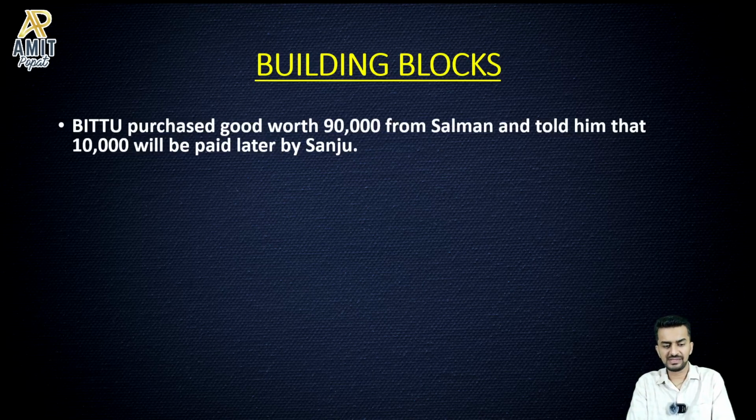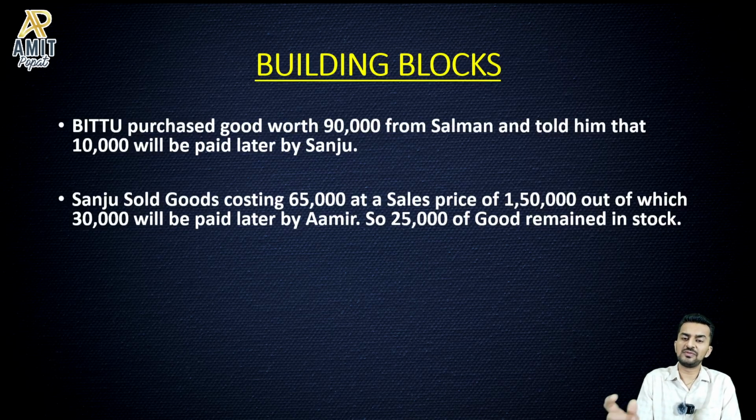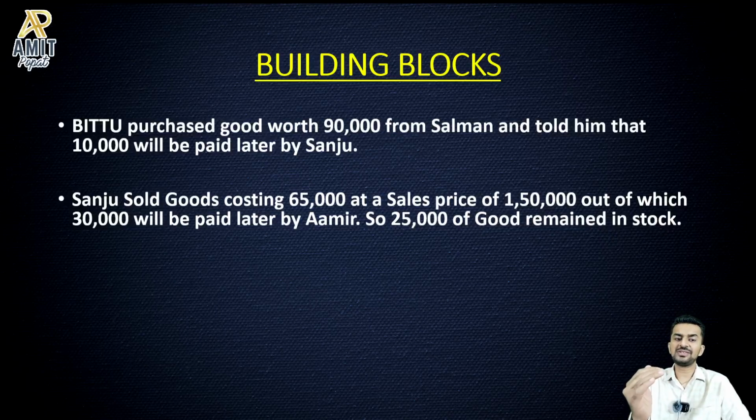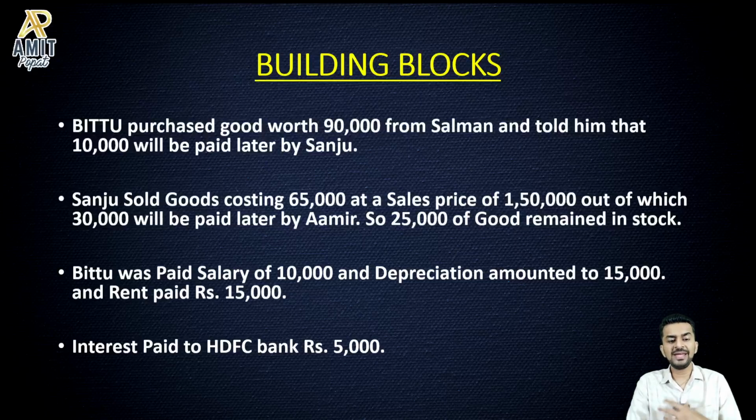Okay. Then goods worth 90,000 came to the shop, but 65,000 worth of goods were sold at a sale price of 1,50,000. So total sales amounted to 1,50,000, out of which 30,000 will be paid later by Aamir. So that 30,000 out of 150 we call debtors, and 65,000 of goods remained in closing stock. Bittu was paid a salary of 10,000, depreciation amounted to 15,000, and rent was 15,000. Interest paid to HDFC Bank amounted to 5,000 rupees.